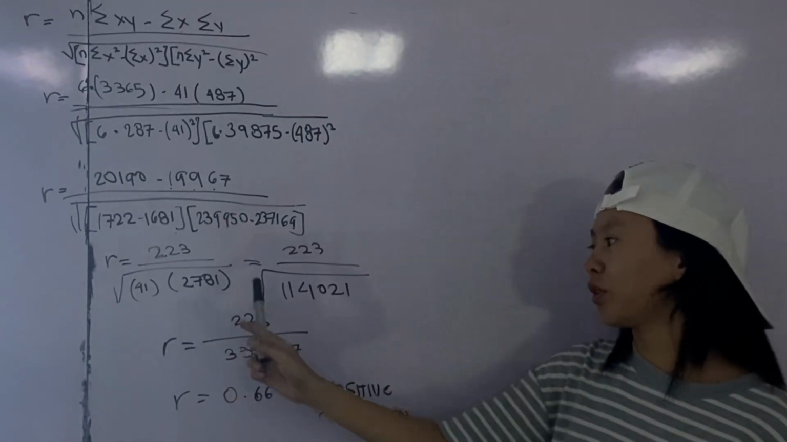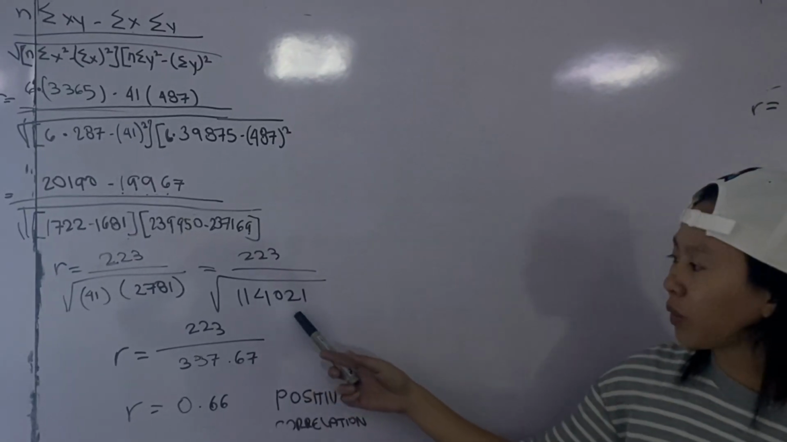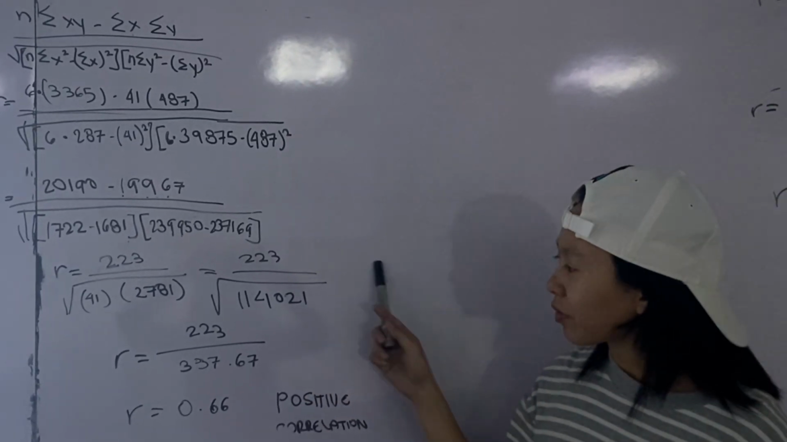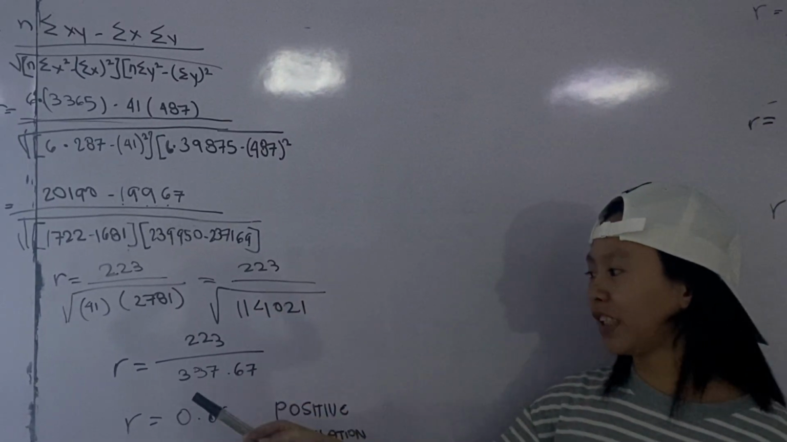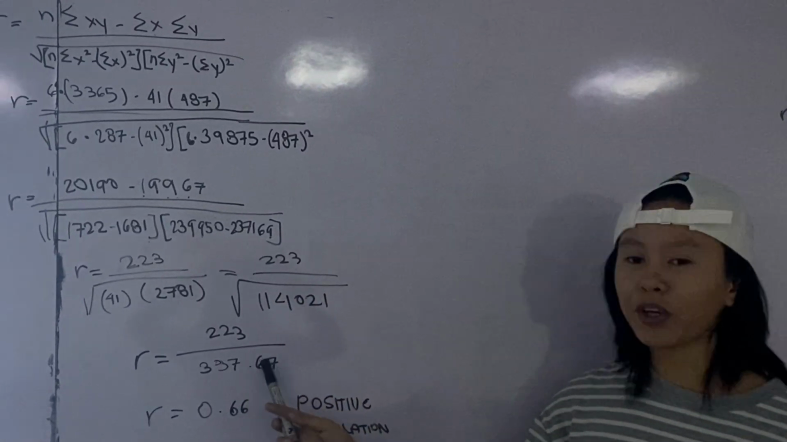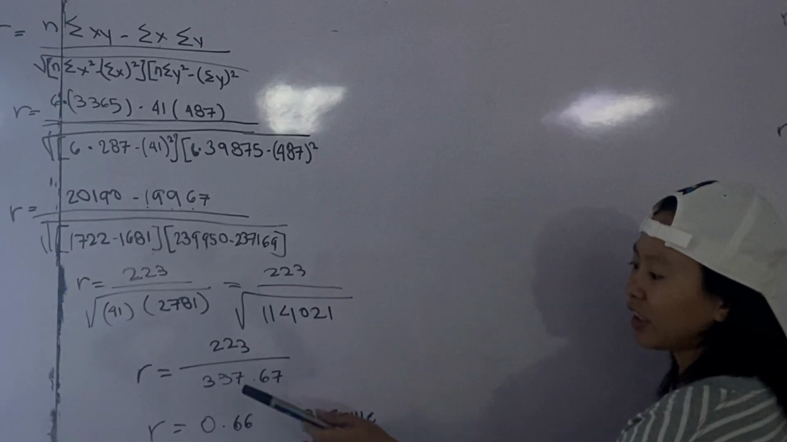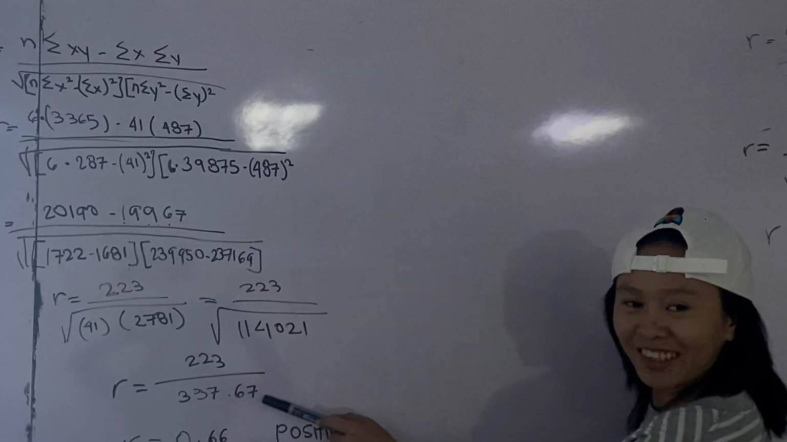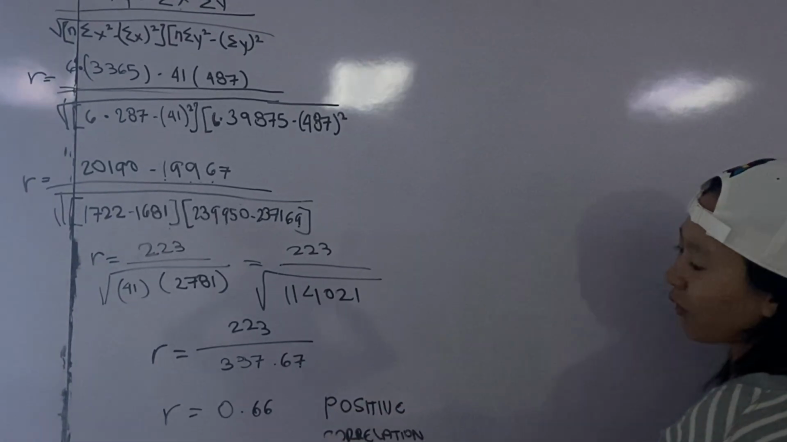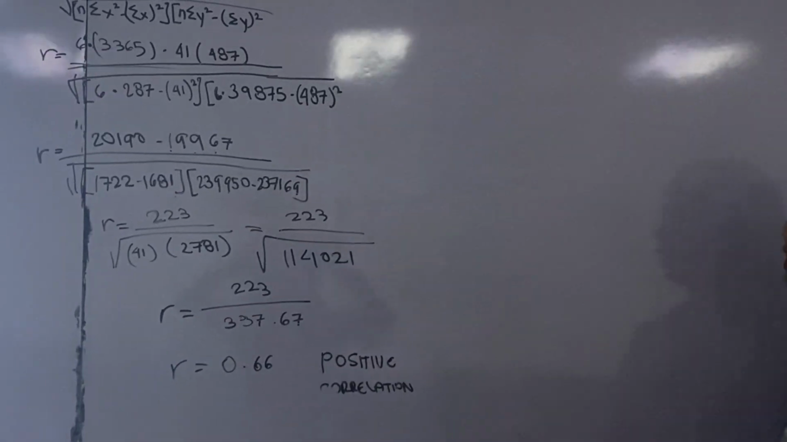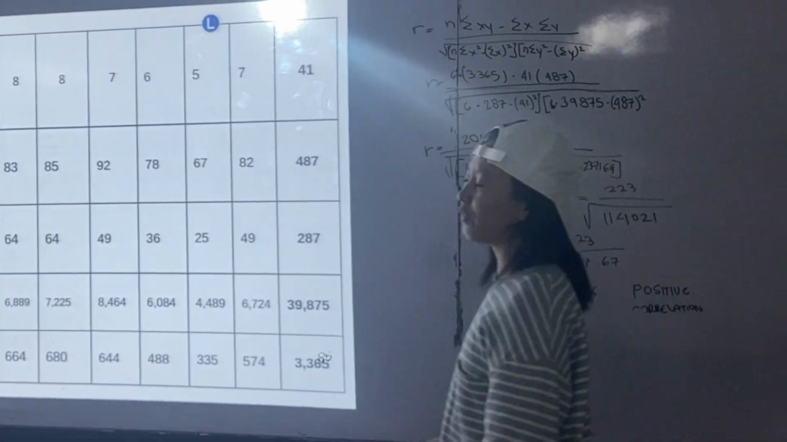Then multiply these two. You will have 114021, and square root this 114021. That is 337.61. Then divide the 223 by 337.61, that is 0.66. Therefore, we have a positive correlation between the hours of sleep and the test score of the respondents.